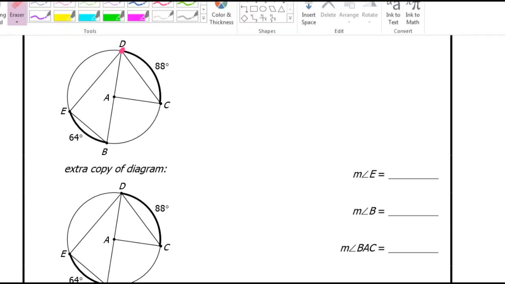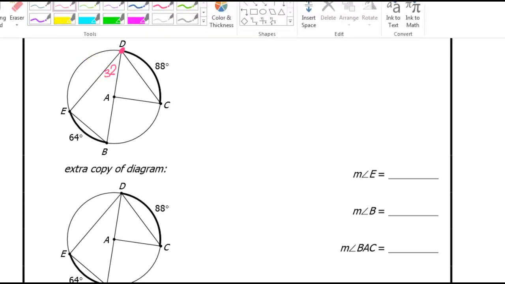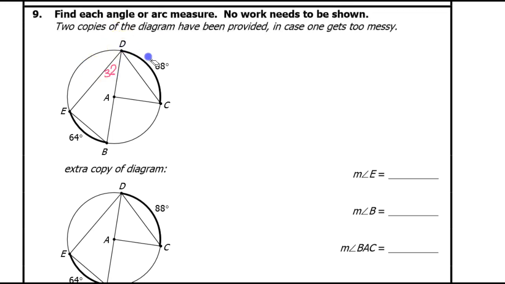Okay, let me squeeze this more up into the corner. So this is 32. On the other hand, we have another angle. I see this arc over here. Okay, I'm switching colors on it. So this arc goes with this angle right here.